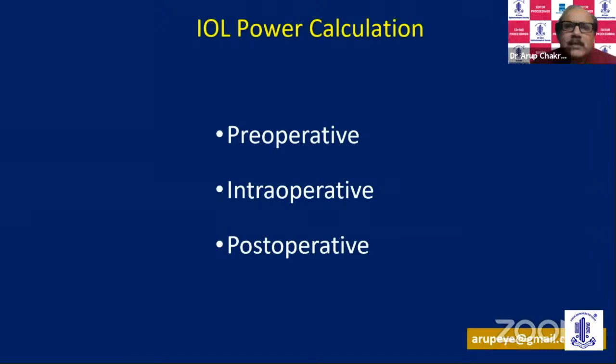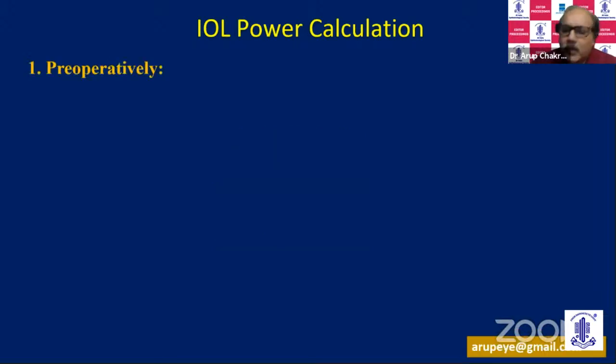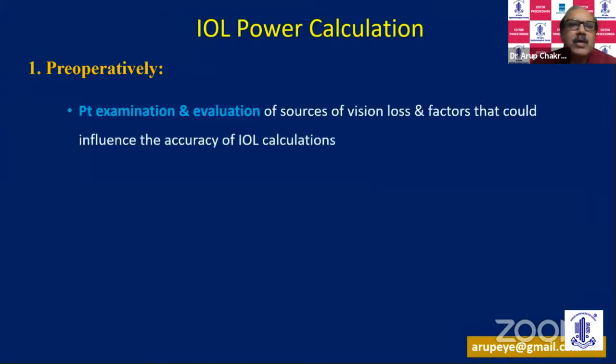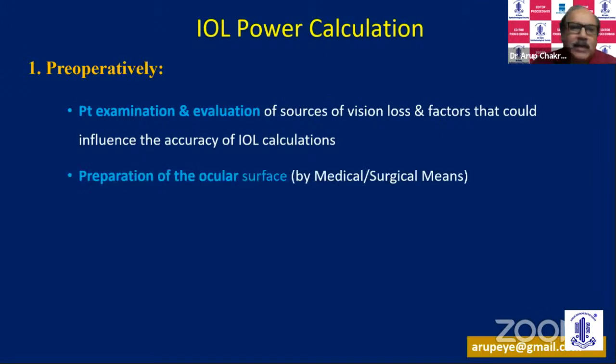What we have learned is IOL power calculation is not just a one-off event in the lifespan of a cataract patient. It is a process, a method that transcends the perioperative period. So there are issues in the preoperative period that we have to bother about, intraoperative incidents, and the postoperative phase. Preoperatively, before we embark on the biometry as such, it's important to examine and evaluate the patient properly, looking into the sources of vision loss and factors that could influence the accuracy of IOL calculations.